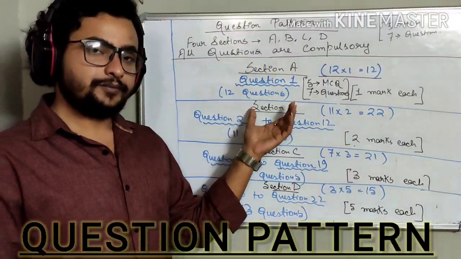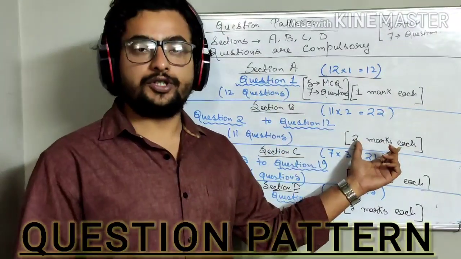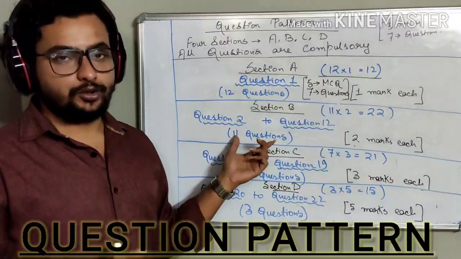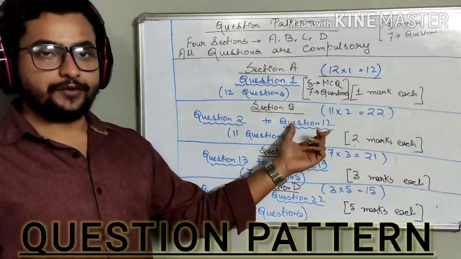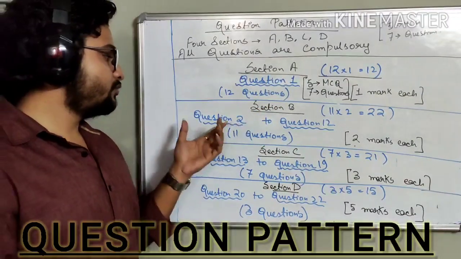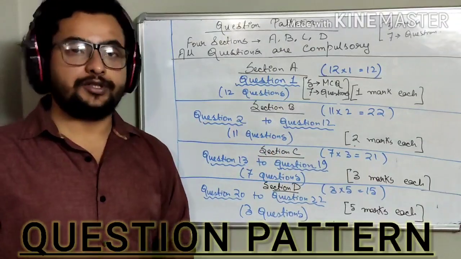The next section will consist of 2 marks each. All the questions will carry 2 marks. There will be 11 questions in total, that is question number 2 to question number 12. This was only question number 1. Fine. So this will be from question number 2 to question number 12, so you can understand there are 11 questions in total.